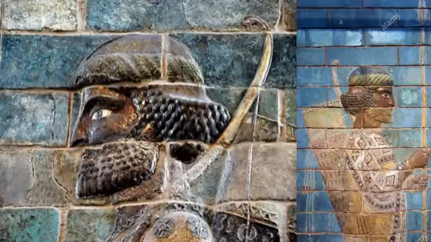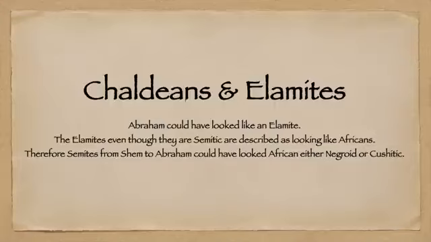So the Chaldeans are represented as looking like Elamites. That's what I want you to get from this. Chaldeans are said to look like Elamites, and furthermore, an ancestor of Abraham, if we take the Book of Jubilees to be true, mixed with these people. So Abraham could have looked like an Elamite. The Elamites, even though they are Semitic, are described as looking African. Therefore, Semites from Shem to Abraham could have looked African, either Negroid or Cushitic.